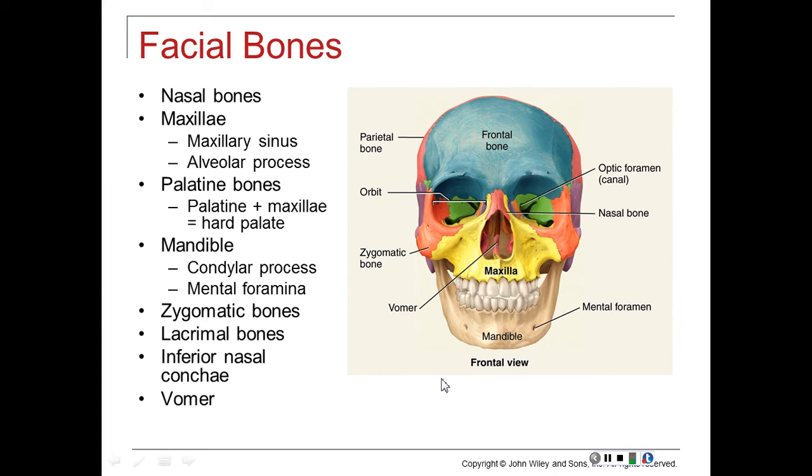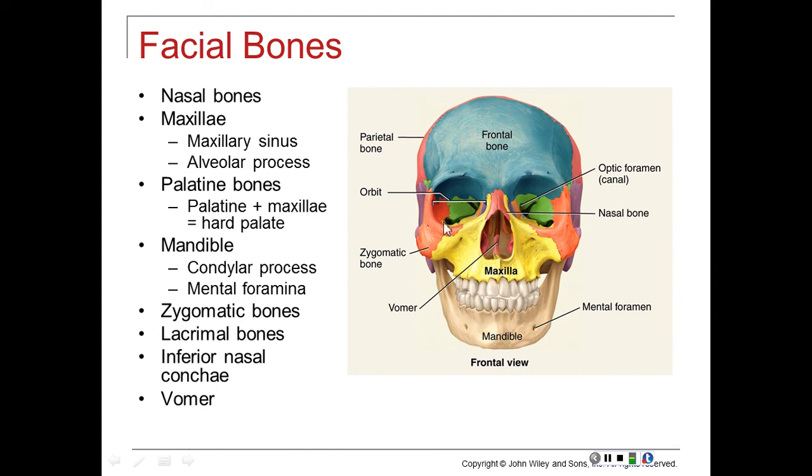The mandible is your lower jawbone. There's a condylar process that you would see on this bone, up towards the back. That's what articulates with the temporal bone at your jaw. If you move your jaw and stick your finger back where that jaw movement is, you can feel that condylar process articulate with your temporal bone. There's also a small hole called a mental foramen on the mandible. This allows for innervation and blood vessels to get into your teeth.